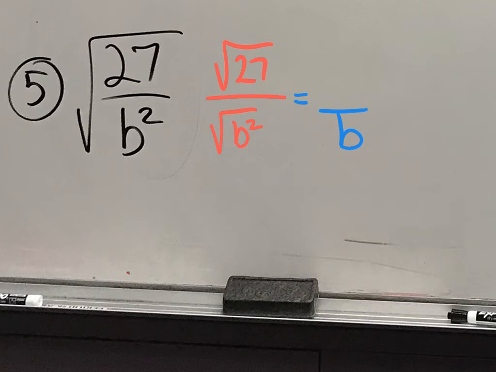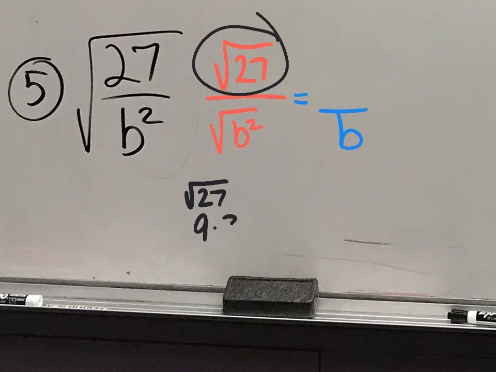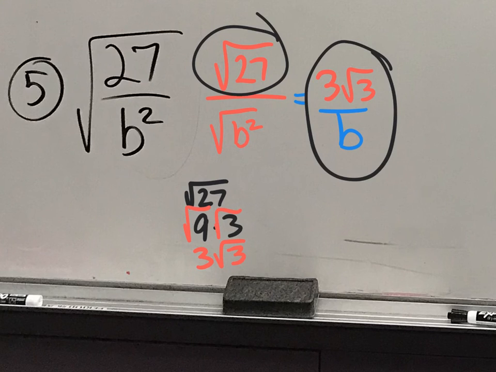On top, you need to actually work this out, the square root of 27. So let me do this down here. The square root of 27 is not a perfect square number. I'm going to break it down with multiplication to get a perfect square number, such as 9 times 3. And I will split the root, and I will have 3 square root of 3 as the final answer up on top. Now notice there is no radical on the bottom. There's nothing to cancel out, so that's it. You're done. That's your answer. 3 square root of 3 over b.